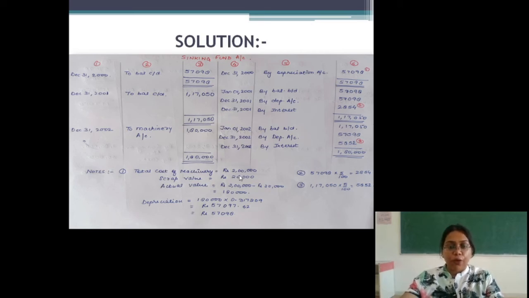Total cost of the machinery was 2 lakh. Scrap value of the machinery was 20,000. You can see in the question. So the actual cost of machinery will be 2 lakh minus 20,000, that is 1 lakh 80,000.